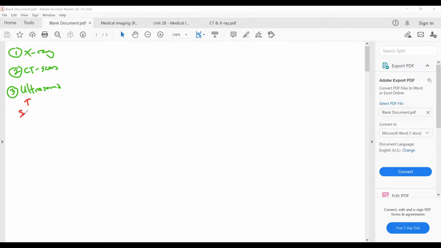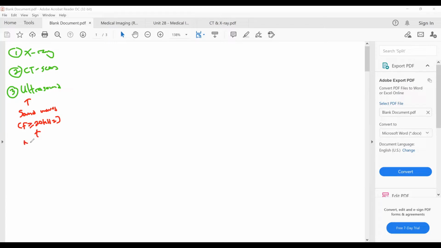Ultrasound is actually just sound waves. But the thing is that we tell you that specifically ultrasound is sound waves whose frequency is above 20 kilohertz. Okay, any sound wave that has frequency above 20 kilohertz is considered to be ultrasound.